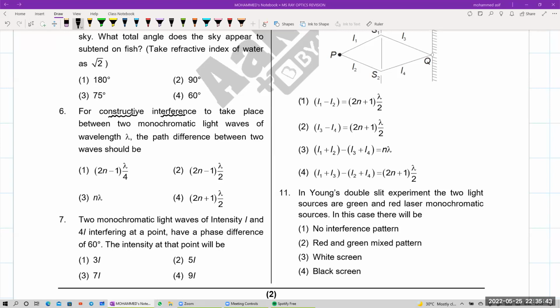अरे बेटा, 2n minus 1 lambda by 2 किसके लिए होता है? डिस्ट्रक्टिव के लिए होता है. कंस्ट्रक्टिव मतलब क्या? ब्राइट पॉइंट है ना. मेरे माँ बाबा, तुम लोग ना वाट लगाते एग्जामिनेशन हॉल में. कंस्ट्रक्टिव इंटरफियरेंस मस्ट बी इक्वल टू n टाइम्स ऑफ लैम्बडा ना.